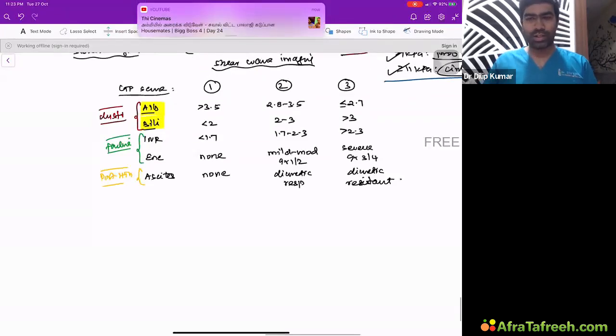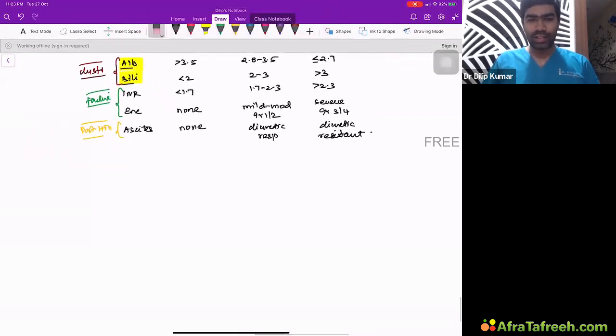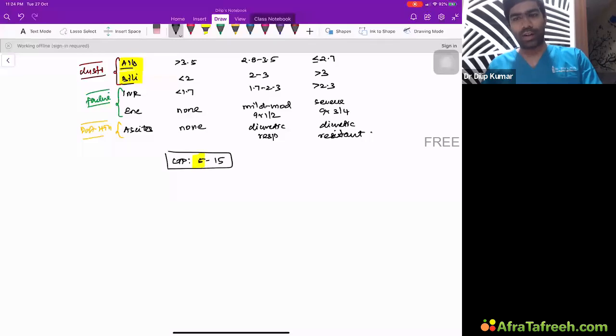Based on that, you can give total points. The total points in the CTP score will be 5 to 15. This is the total score. Please remember, it is like the Glasgow Coma Scale score only. The minimum score is 5. A patient cannot get a score of 0.